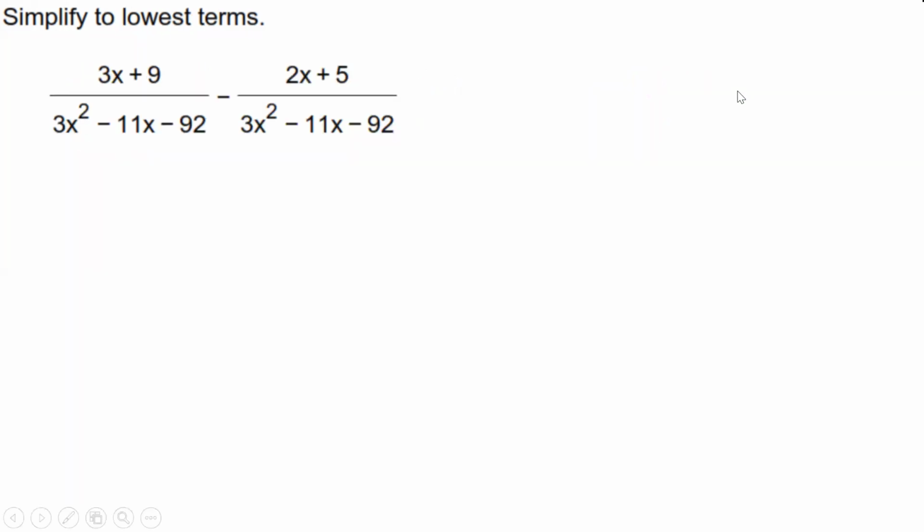All right, what about this one? Well, again, we have the same denominator. And so what we can do is we can just take 3x minus 2x. Well, that's going to give us x. 9 minus 5 is 4, and it's a positive, all over 3x squared minus 11x minus 92. Okay, well, that's good.